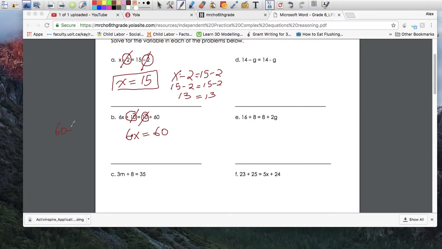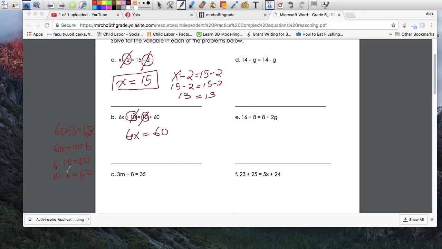So 60 divided by 6 is 10, and there's my missing number. And from that, I can build up the other families. 60 divided by 10 equals 6. So now I can use 6 times 10 equals 60, or 10 times 6 equals 60.